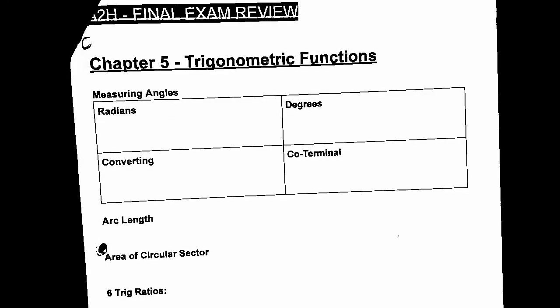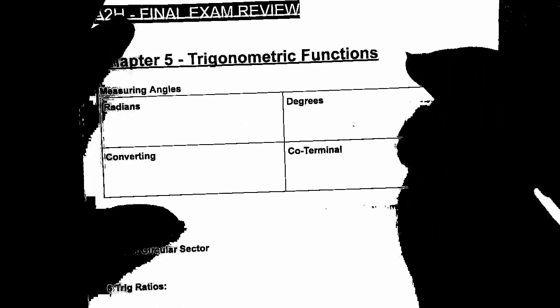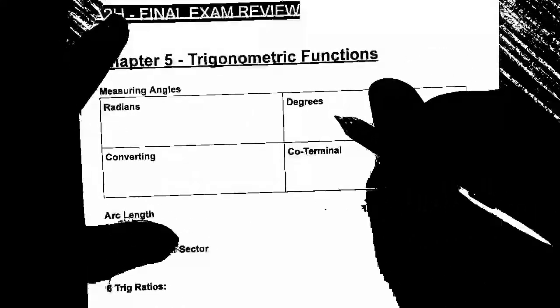All right, well, as I'm recording, here we go. This is the Algebra 2 Honors final review packet. We're on Chapter 5, trigonometric functions. Okay, we have two ways to measure angles. We have radians, we have degrees.